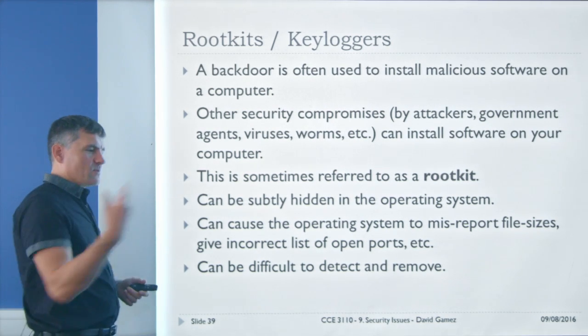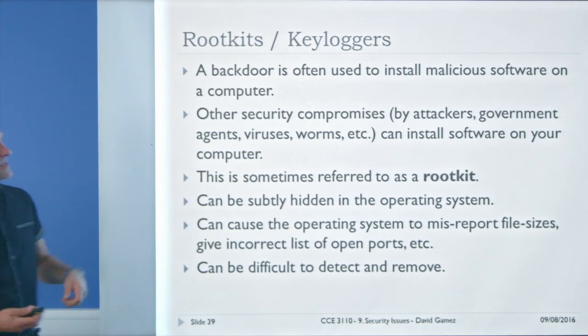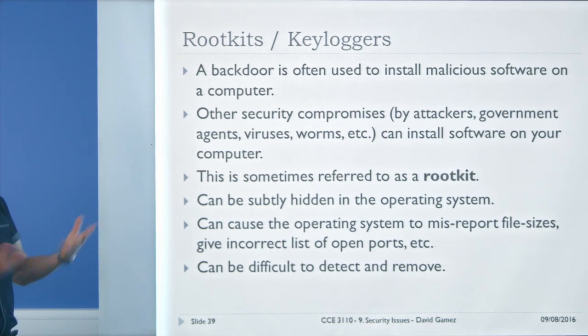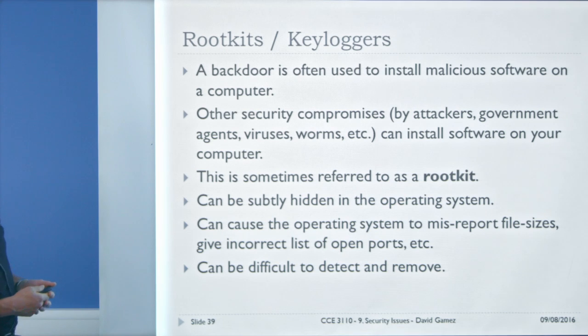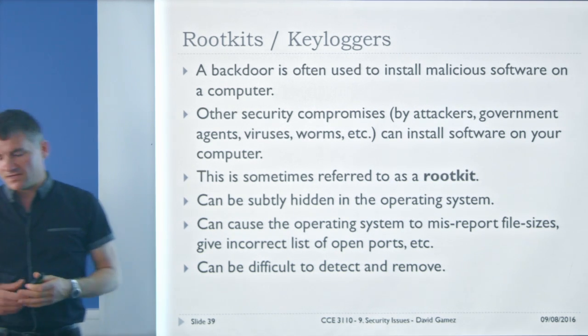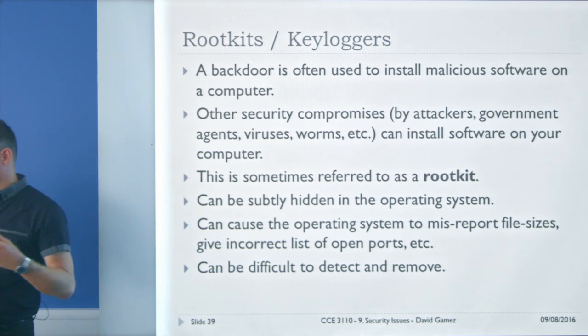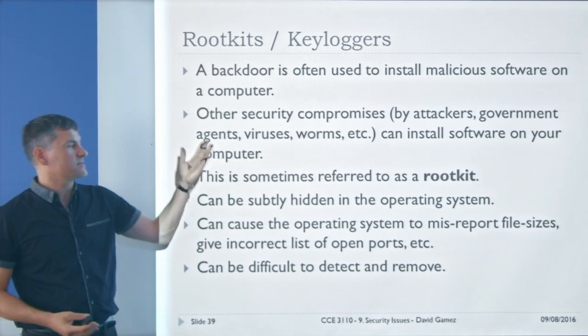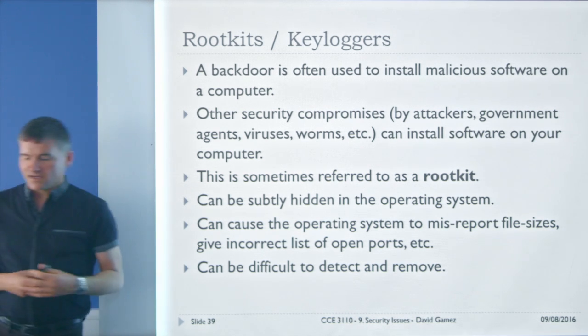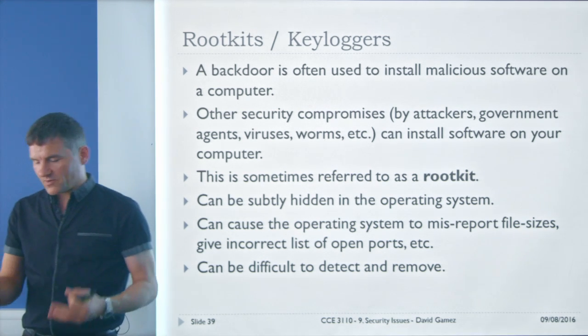Once you've got a backdoor, you've got a way of accessing the machine, and then you can install more malicious software, such as software that makes the machine part of a botnet. Other kinds of buffer overflows or whatever can also be used to install malicious software on your machine, sometimes referred to as a rootkit. A rootkit is a bit of software that manipulates the operating system.